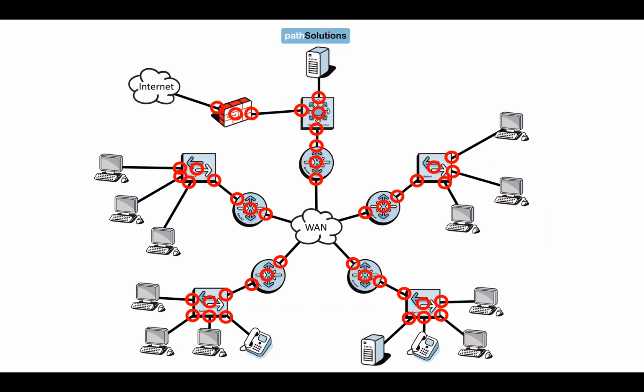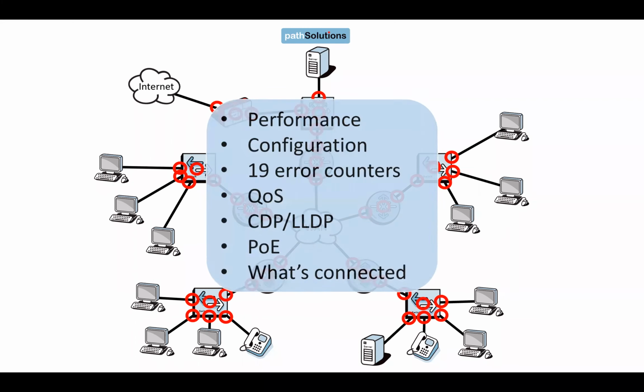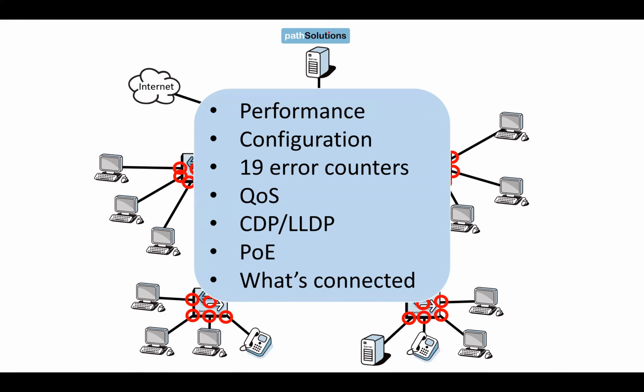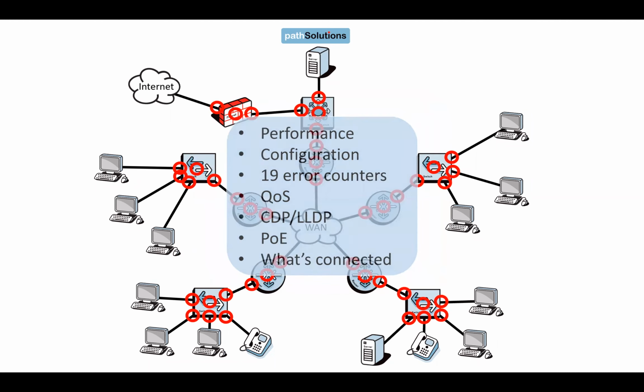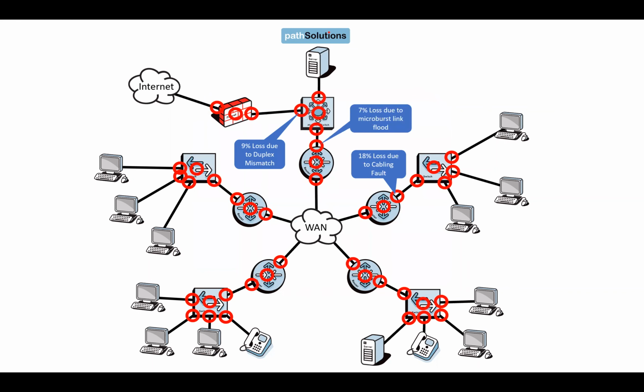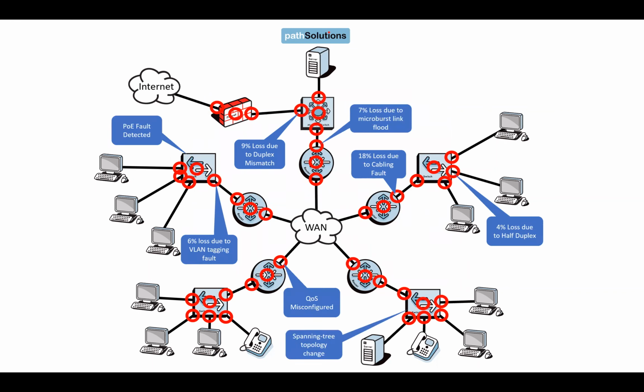The second thing is that your network equipment is incredibly smart. There's all sorts of error counters, configuration, performance information that average network monitoring software just doesn't even pick up. So we decided to dig deep, and no matter what make, model, or manufacturer, we're going to get all the performance, the configuration, 19 different error counters, all the QoS, CDP, PoE, all of this connectedness. We're going to get all of this information off these devices, pull this back, and then put it through a heuristics engine. The heuristics engine produces plain English diagnostics of problems that we find in the network.